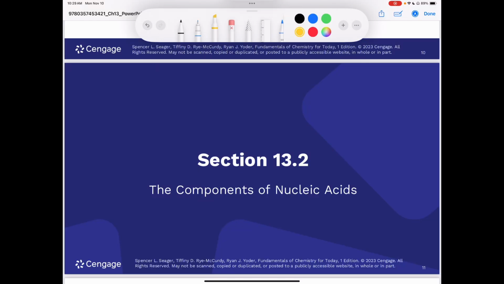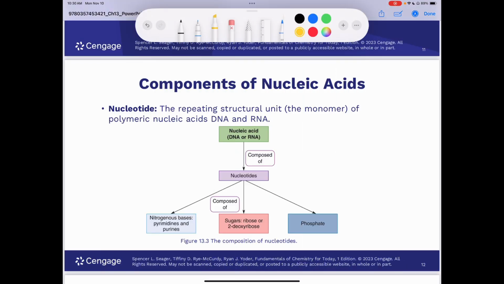The components of nucleic acids. DNA is found primarily in the nuclei of living cells. Meanwhile, RNA is found in the nucleus and mitochondria, but it's mainly located in the cytoplasm. Both DNA and RNA are biopolymers consisting of long linear molecules.